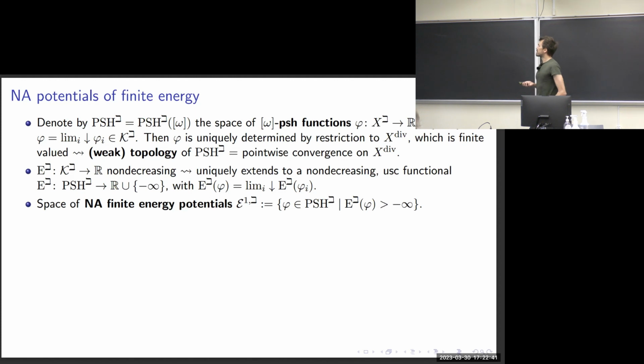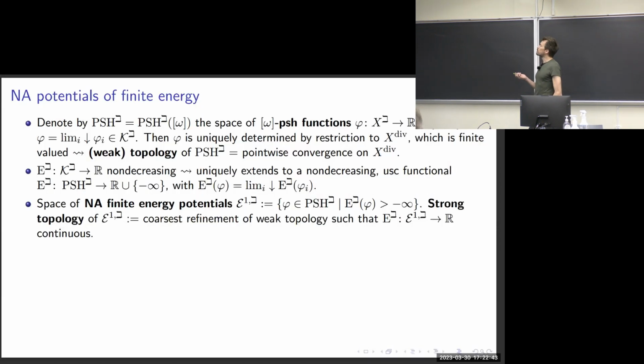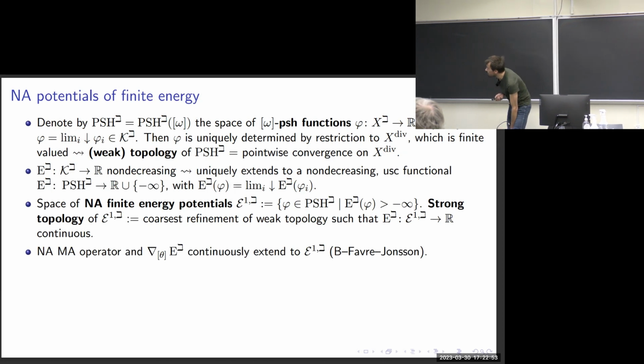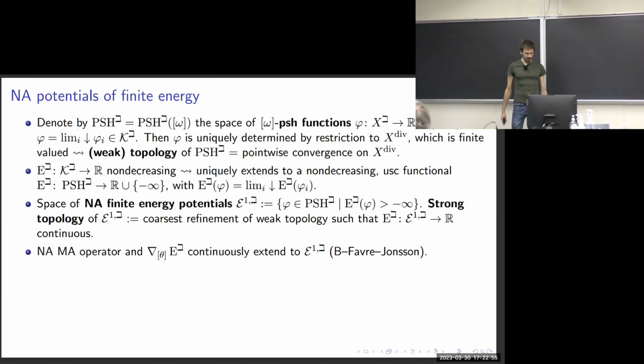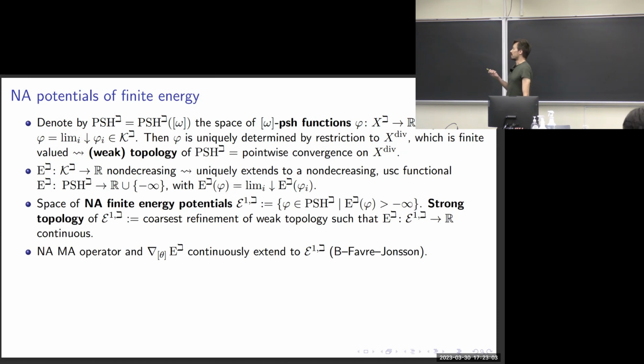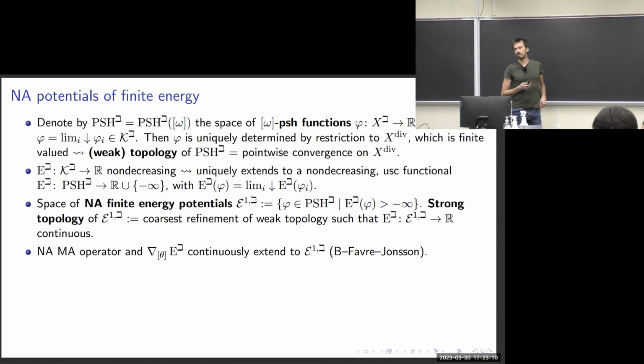And again, that's justified. There's a strong topology, just as yesterday, where you refine the topology to make E continuous. And the justification for that is that the Monge-Ampère operator extends by continuity to E1, as in the complex case. And also those various energy functionals, so E, which by definition is continuous on E1, but also the gradient versions are continuous.